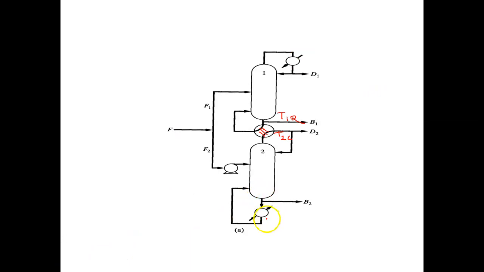The benefit here is that I need to supply the energy here, right? This energy is reused here by passing on the energy from this vapor to this liquid. So the energy is used twice, and then here I'll be using utility.